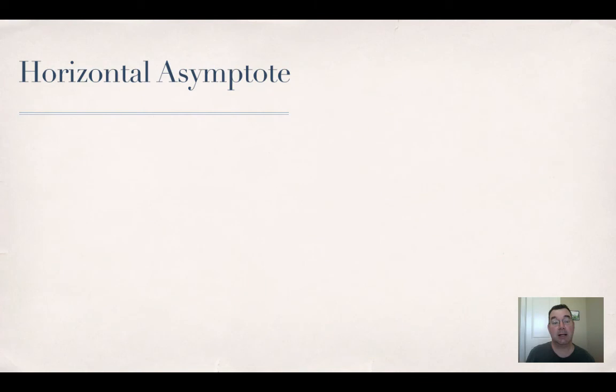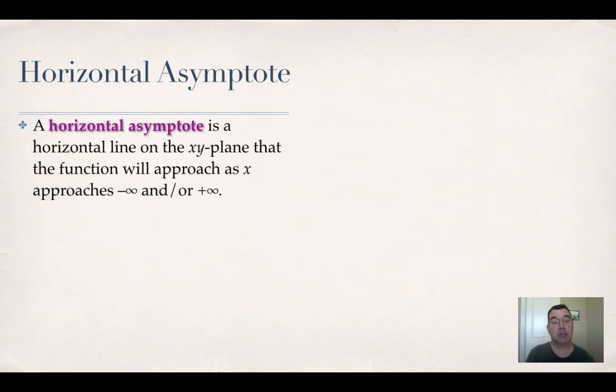Okay. Now let's talk about horizontal asymptotes. I want you to understand that even though the function will never cross a vertical asymptote, it is okay for the function to cross a horizontal asymptote. The only thing a horizontal asymptote is going to tell you is end behavior. It's going to give you a boundary line for what's going to happen to the y's as x gets really, really positive or really, really negative. So that's what it tells you.